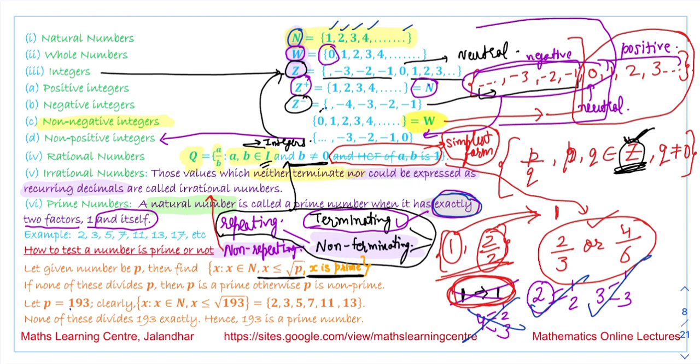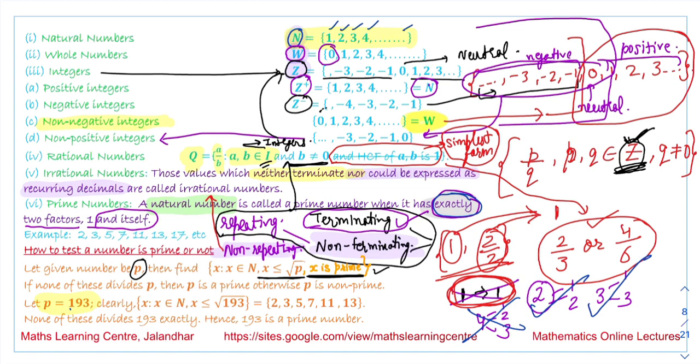We list all the prime numbers which are less than or equal to square root of p, and if this number p is not divisible by these numbers, then it is a prime number. So in place of checking with all the natural numbers, we are just checking with the prime numbers less than square root of p. We are explaining this with an example. Suppose p is equal to 193, and we have to check whether it is prime or not.